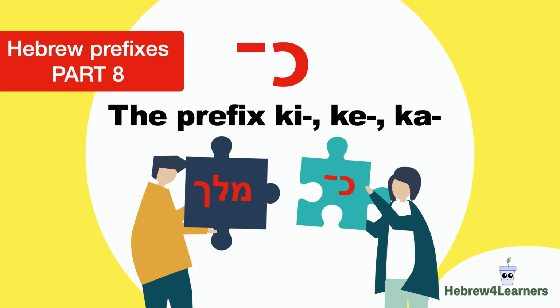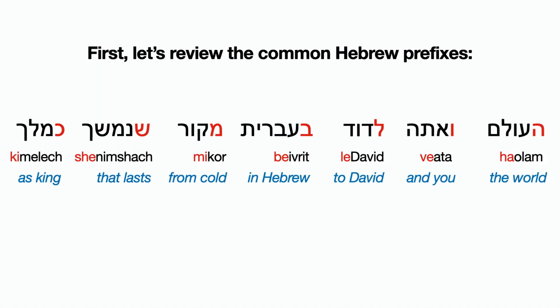This is our lesson on the prefix kaf, which can be pronounced as ki, ke, or ka. First, let's review the common Hebrew prefixes. Ha, that means the. Ve, that means and. Le, that means to. Be, that means in. Mi, that means from. She, that means that. And ki, that means as.